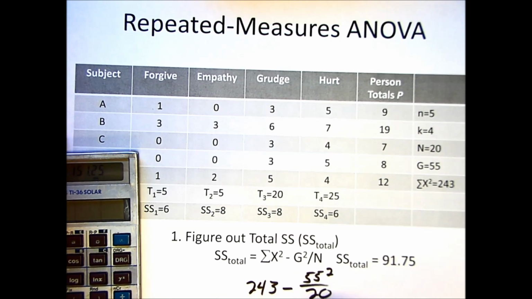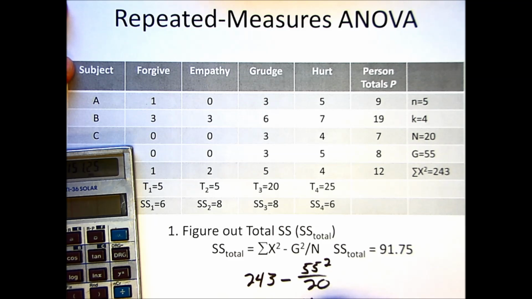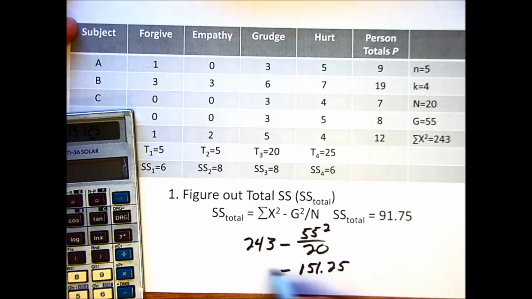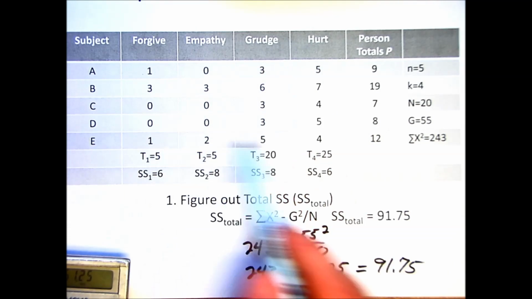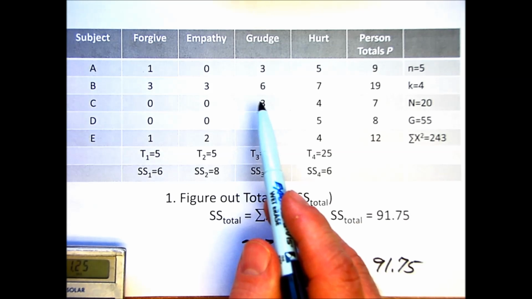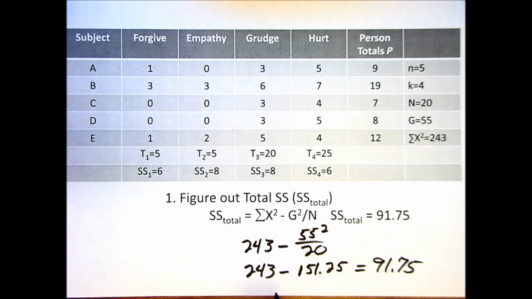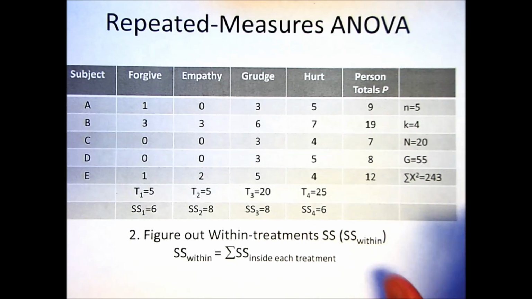So 55 squared divided by 20 gives us 151.25. 243 minus 151.25 is 91.75. So this is all the variability in this study. Now we're breaking down that variability into its various components. So the next part, we could figure out the within treatments.